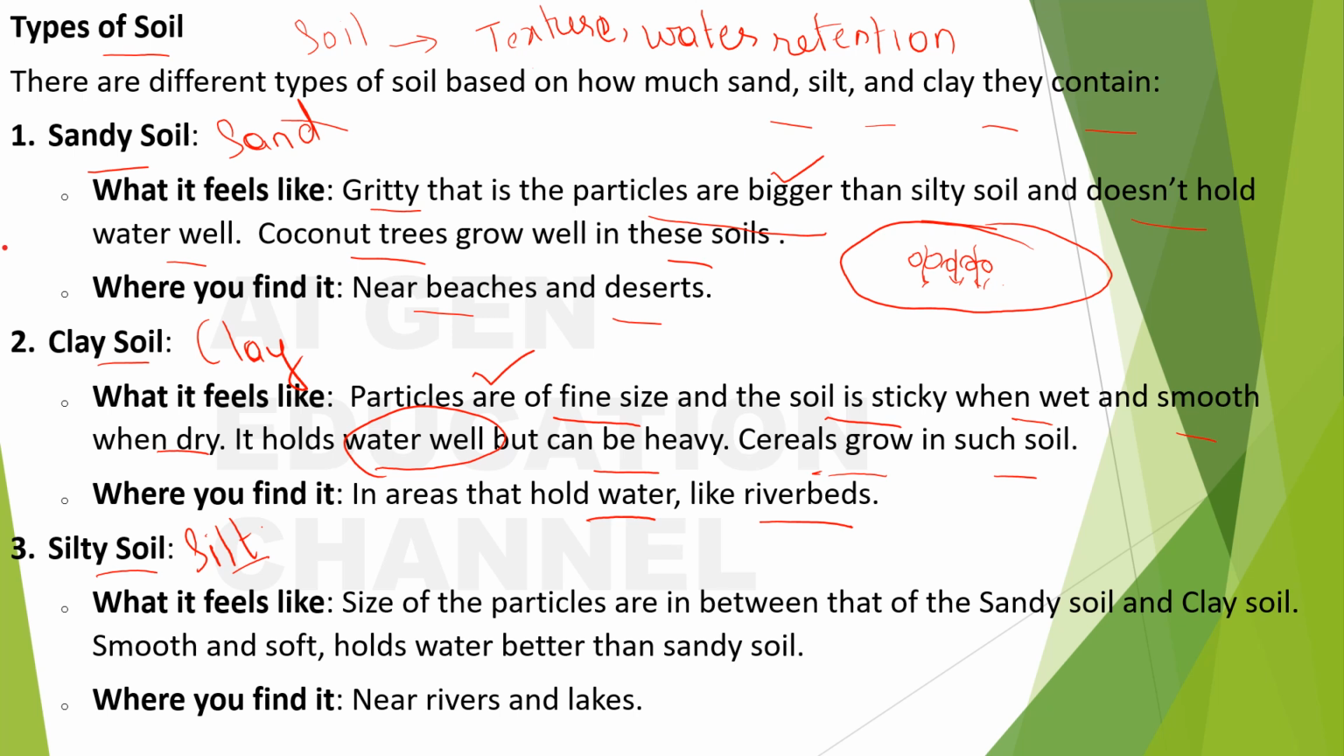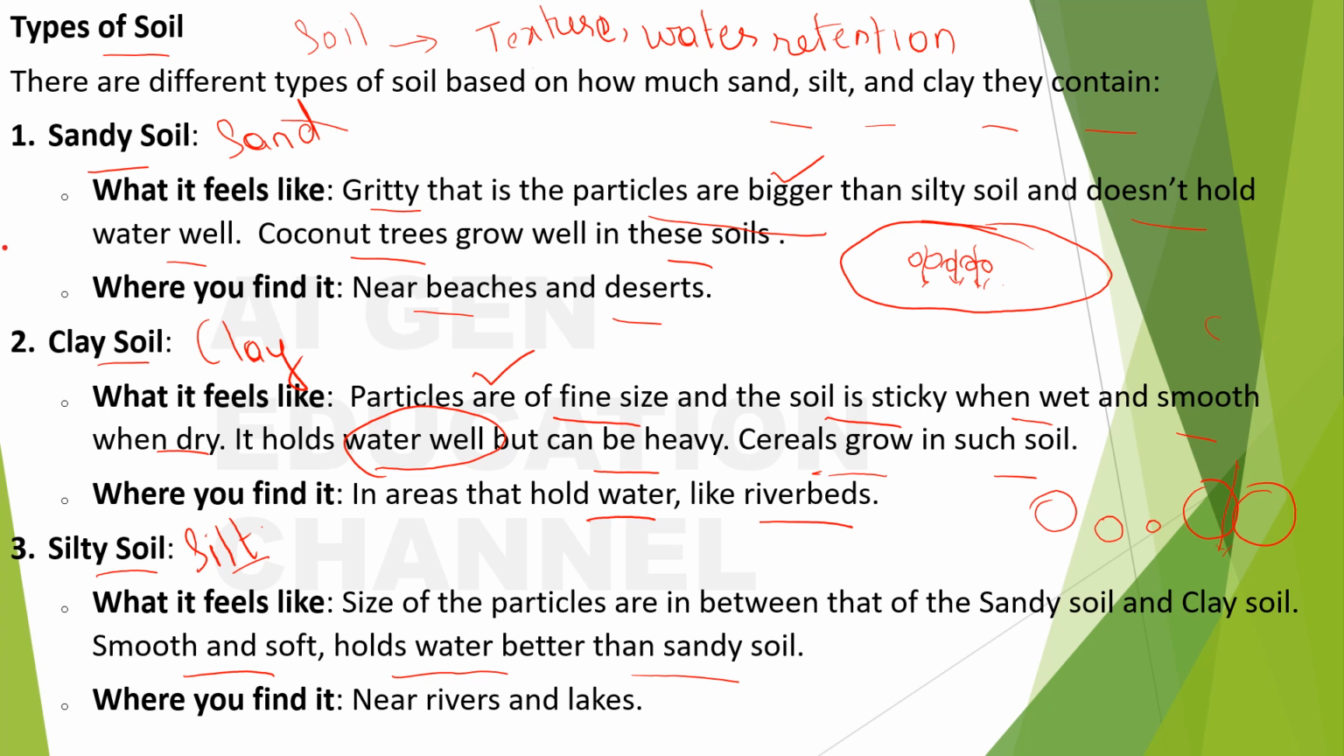The size of the particles is in between the sandy soil and the clay soil. It means that in sandy soil, as I said, if you consider the particles to be like this, in clay soil you can find it to be like this, and the size of these particles would be somewhere in between these. So here the soil will be smooth and soft and holds water better than sandy soil, right? Obvious, right? Bigger the particles, less the water retention capacity.